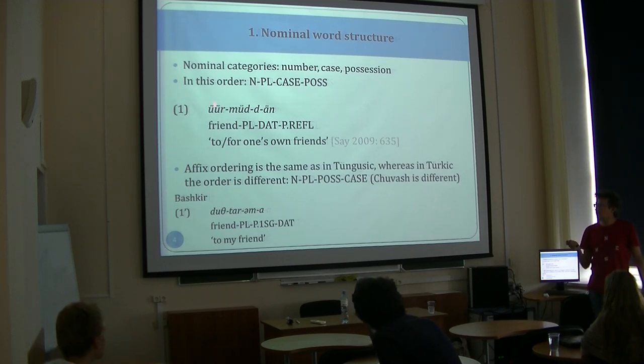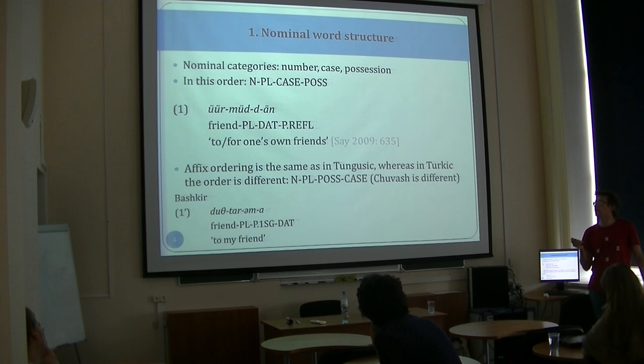So the stable part is understandable, the unstable part is not entirely understandable, and we'll probably come to this a little later. Why did it happen that the case is before the possession? In those cases where you can distinguish the two, sometimes it's not easy to tease the two markers apart.